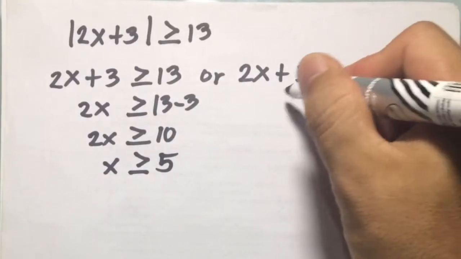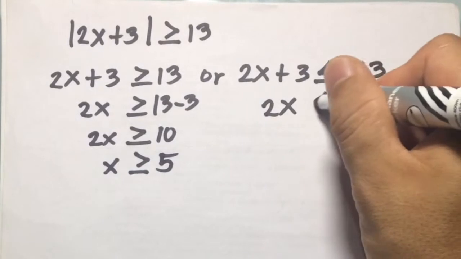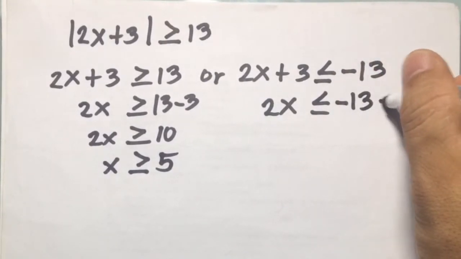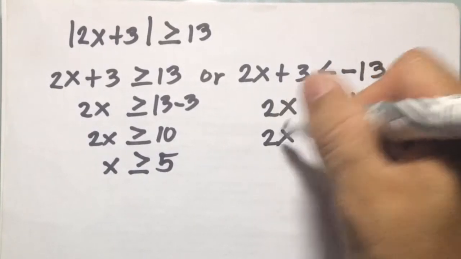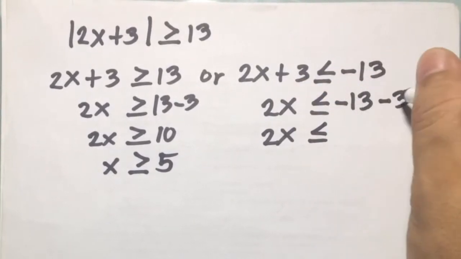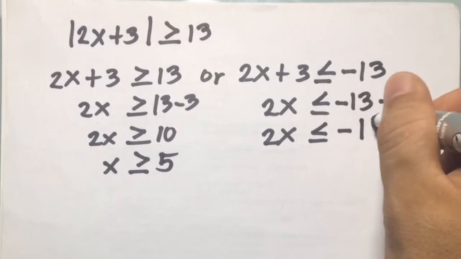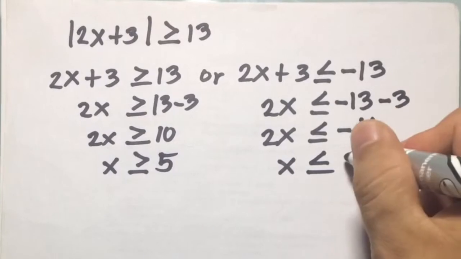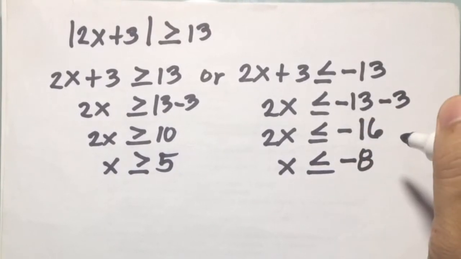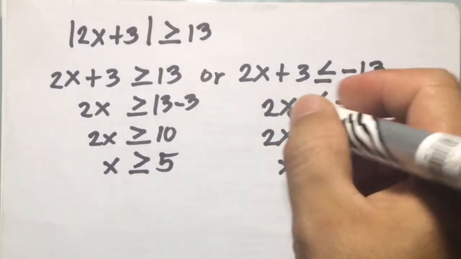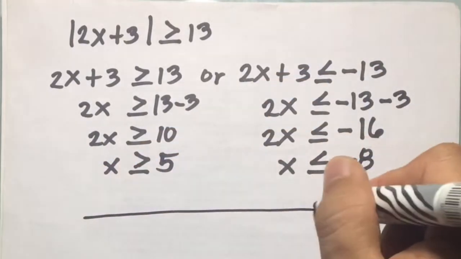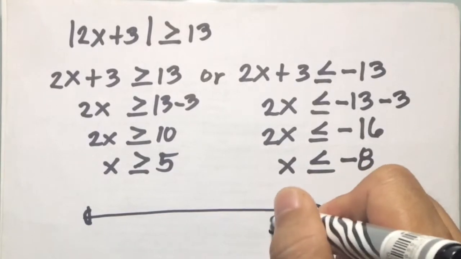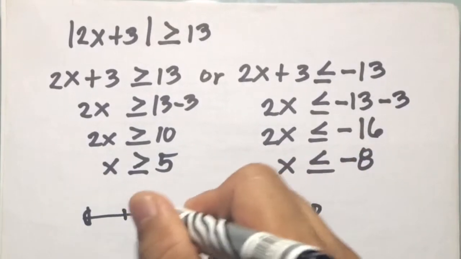The other inequality, we're going to have 2x is lesser than or equal to negative 13. Then minus 3, 2x is lesser than or equal to negative 13 minus 3, which is negative 16. Then x here will be lesser than or equal to negative 8. So if we're going to draw that one using a number line, this is 5 here, and this is negative 8 here.